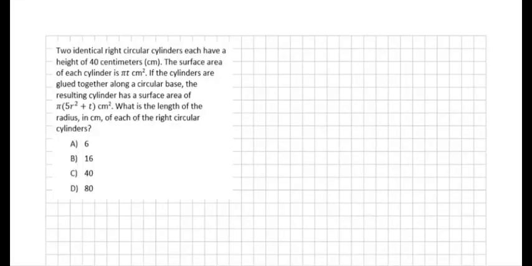In this question, we have two identical right circular cylinders. Each has a height of 40 centimeters. The surface area of each cylinder alone is pi t centimeters squared. If the cylinders are glued together along a circular base, the resulting cylinder has a surface area of pi multiplied by 5r squared plus t centimeters squared. The question asks, what is the length of the radius in centimeters of each of the right circular cylinders? And we have four options right here.